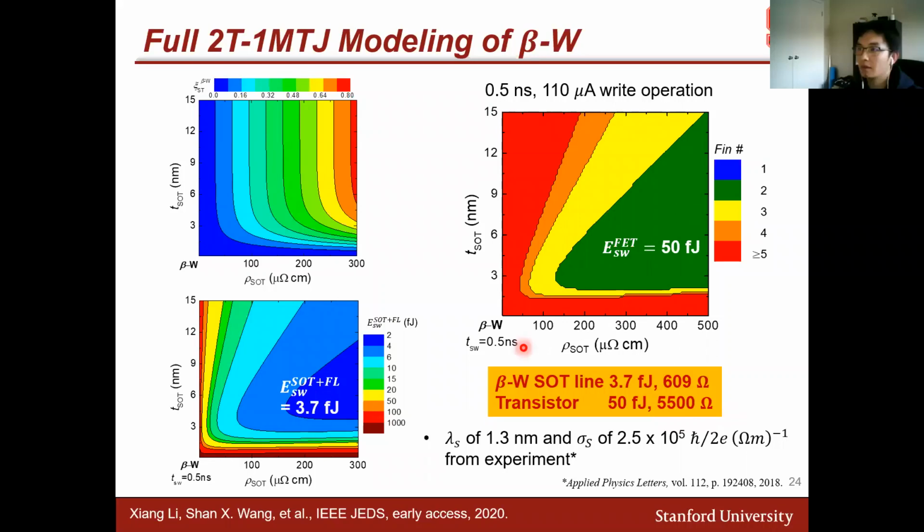Of course, you can change your circuit design or layout and the thickness of your material so that you can maybe have a more resistive SOT line. But then in that case, you also have a trade-off. You will also increase this, right? So at the end of the day, this is a complex issue, and you have to think about all the different components together.